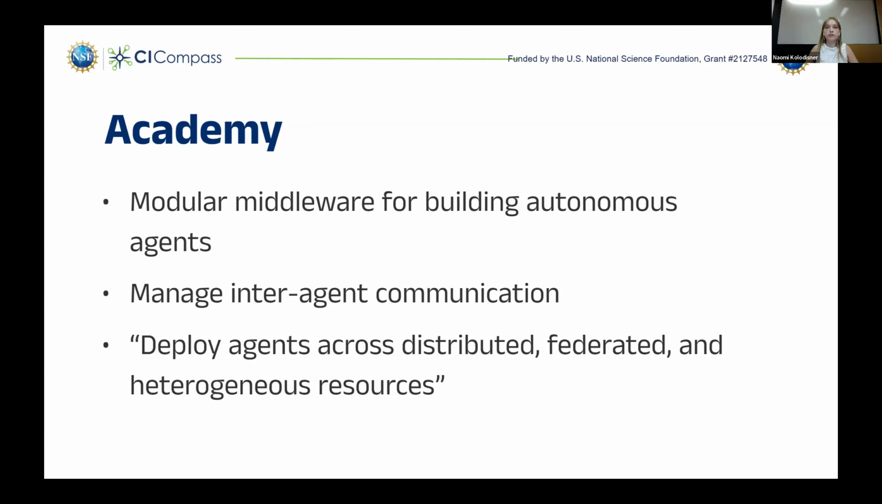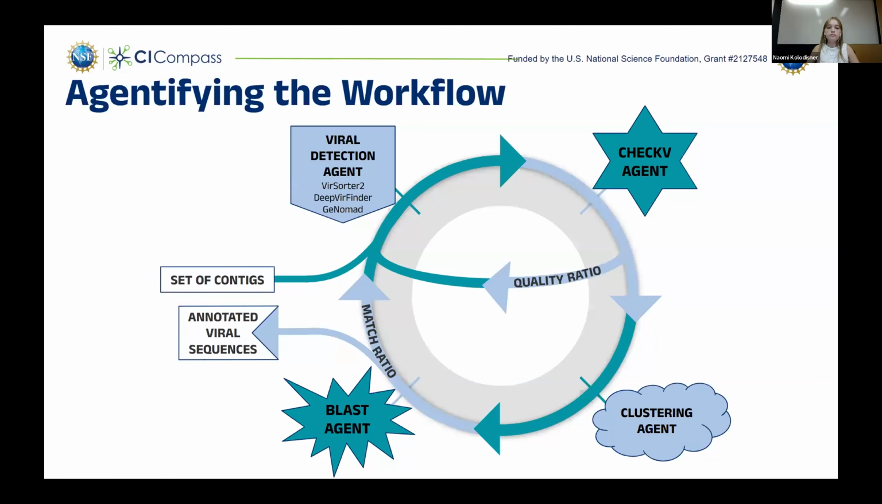So for example, the first tool, which is GenomeAd, the viral detection tool, is very resource heavy, and I'm allowed to give that tool more nodes, whereas a tool like the clustering tool might just need more memory, but not as many nodes. And so this allows you to make the workflow a lot more resource efficient. So this is what my agentified version of the workflow looks like. As you can see, as opposed to it being just a straight linear workflow, it's now sort of an agentic loop.